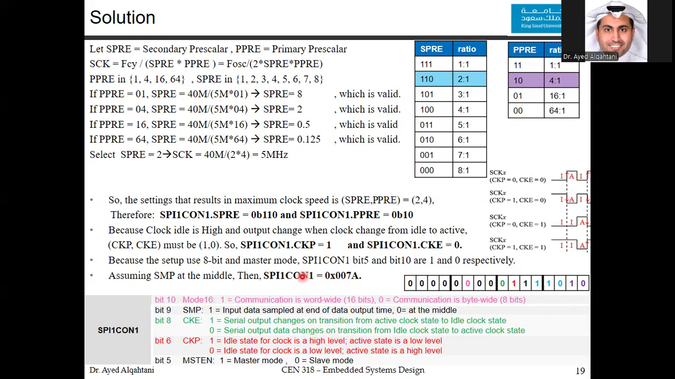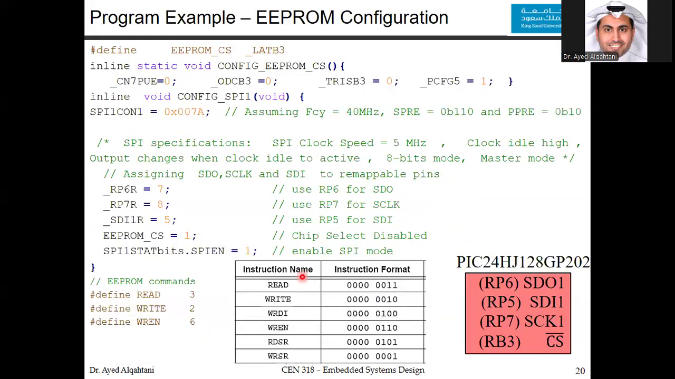And now to do the code for reading and writing this EEPROM, we need to make certain configuration. First, we define the chip select, we call it EEPROM underscore chip select, and we chose LATB3 as it was shown in this block diagram. So that's the RB3. This is why we choose it here.